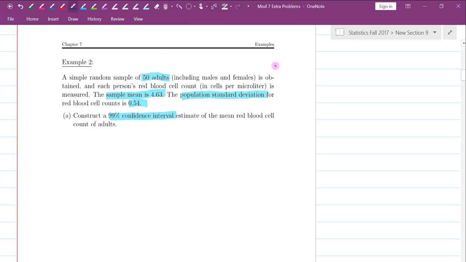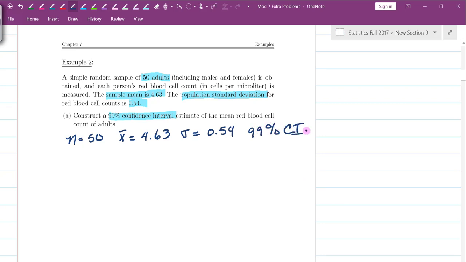So let's write down what we know. We know that our sample size is 50. We know that our sample mean, X bar, is equal to 4.63. We know that our population standard deviation, denoted as sigma, is 0.54. And we know that we are looking for a 99% confidence interval. Okay? And because we know sigma, we are on a Z table, Z distribution, and we're looking for a 99% confidence, so we're going to look at Z.99.